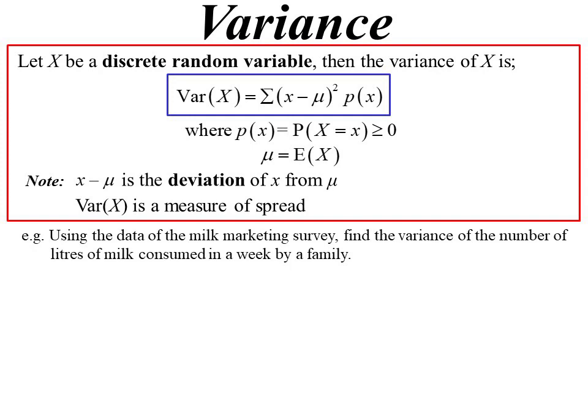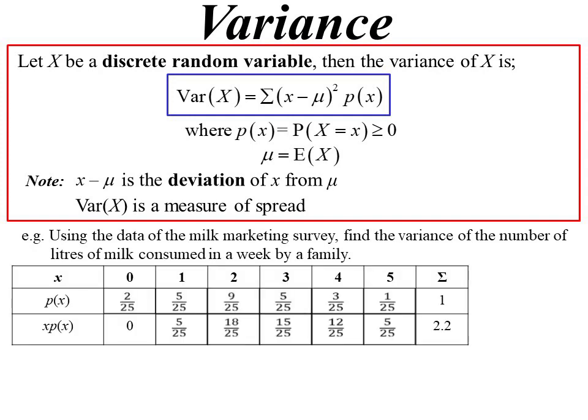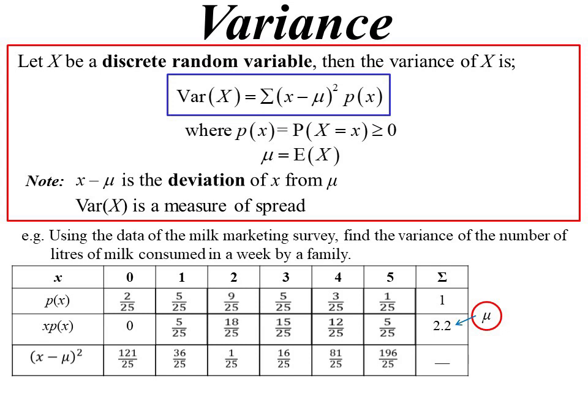Let's go back to our survey from yesterday and work out the variance. And remember, yesterday we came up with this table. So that's the point we got it to. Remember, mu was 2.2. So in that other row, I'm interested in x minus mu squared. So I'm now going to take away mu, 2.2, from x and square it. And there are the values that we come up with.